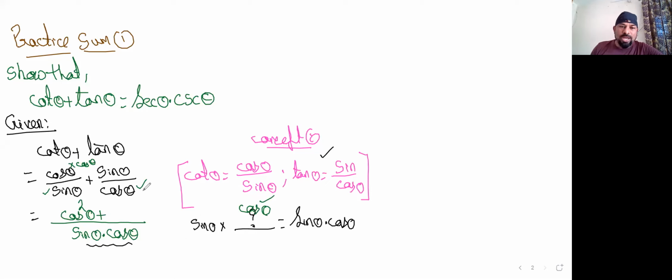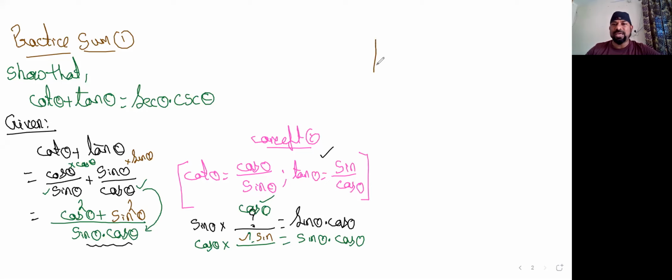In the same way, how many times does cos go in this one? That means what should be multiplied to cos theta so that we get the LCM, sin theta into cos theta? Obviously, sin should be multiplied. Whatever we get, you multiply to the numerator, sin theta. Now sin theta into sin theta gives sin square theta. So what we got till now is cos square theta plus sin square theta, over the denominator.